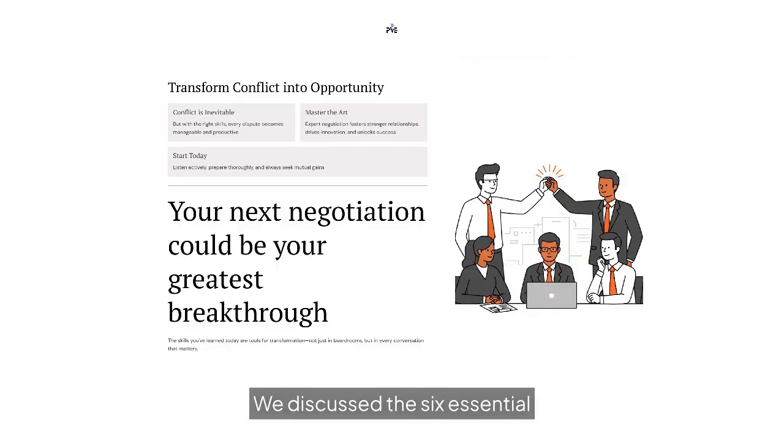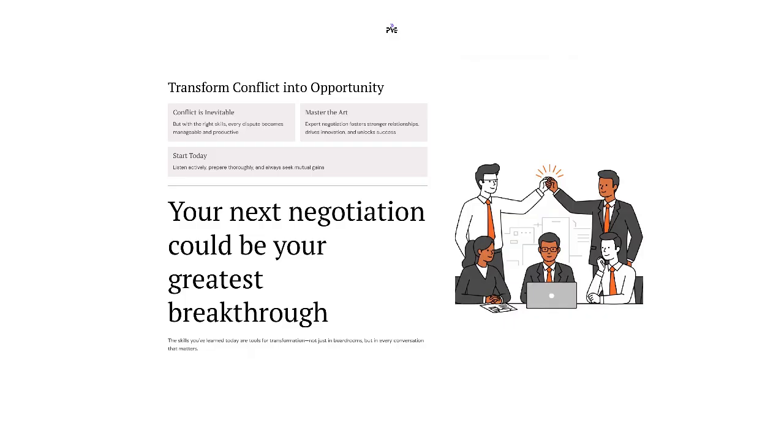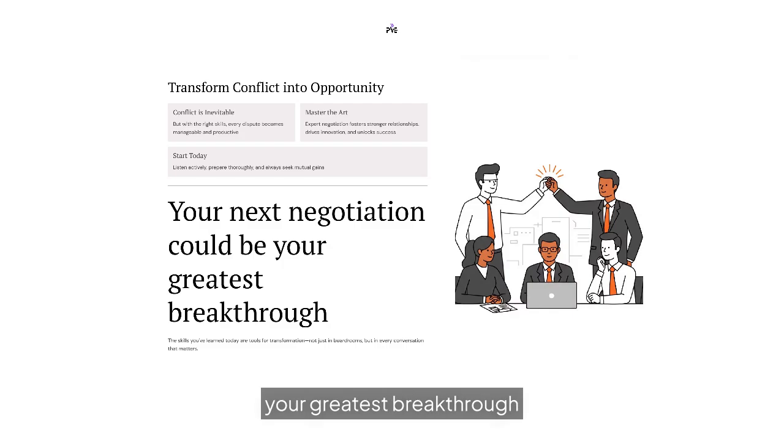We discussed the 6 essential skills of connection, open dialogue, active listening, emotional control, creative problem solving, and resilience. You discovered the power of emotional intelligence, the difference between interest-based and power-based negotiation, and strategies for resolving values-based disputes. We also explored how preparation, empathy, and ethical principles lead to effective agreements that last. With the right mindset and tools, every disagreement can become a bridge to stronger relationships and innovation. Your next negotiation could be your greatest breakthrough.